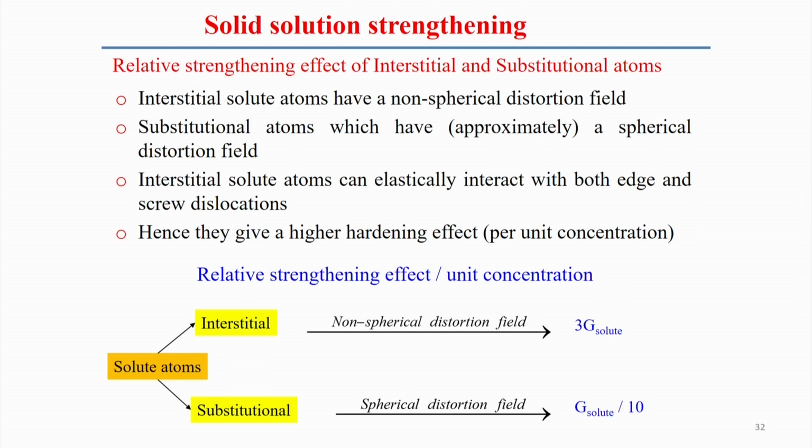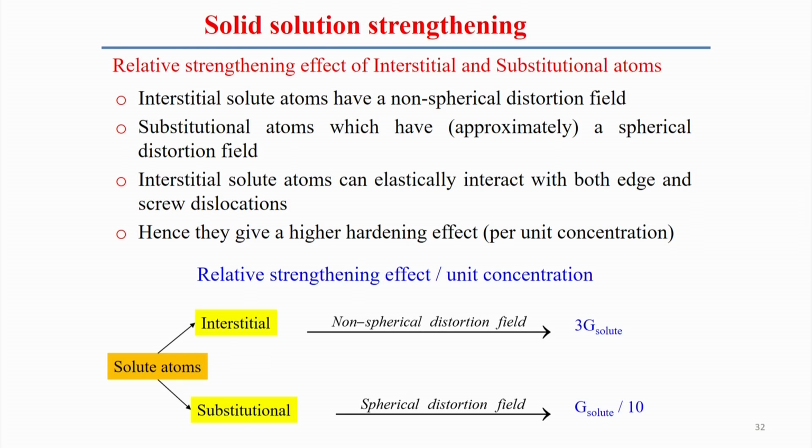First thing is that interstitial solute atoms actually have a non-spherical distortion field. So the distortion field in the presence of interstitial solid solutions is non-spherical in nature, in the sense that the distribution is not very symmetric. But substitutional atoms produce almost spherical distortion fields. That means an approximately symmetric kind of field can be created in the presence of substitutional atoms.